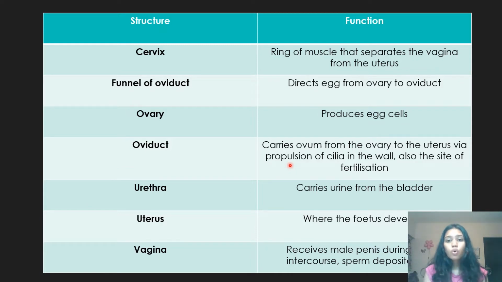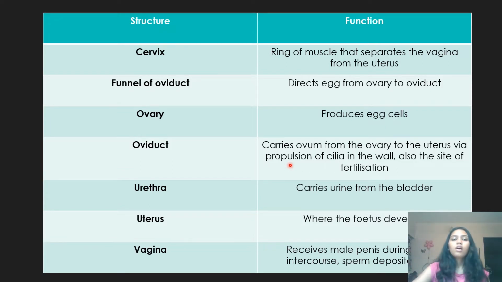And the oviduct is also where fertilization takes place. That is where the nucleus of the sperm cell fuses with the nucleus of the egg cell. Okay, that is fertilization. And the oviduct is where it takes place, not the uterus.